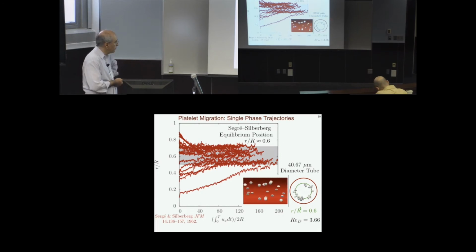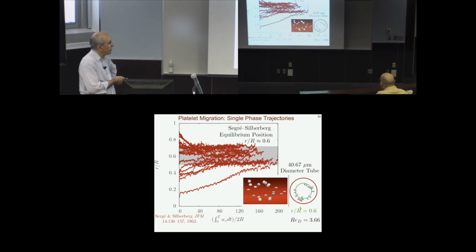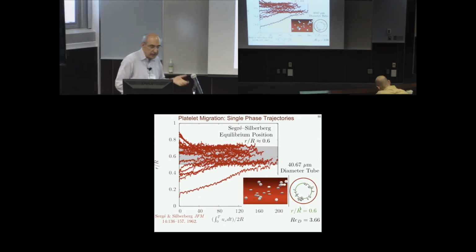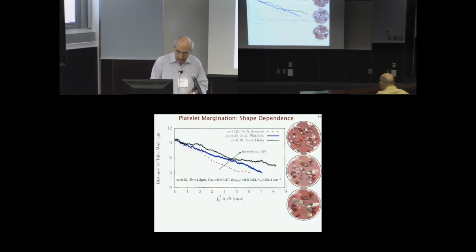Well, it's been known since the early 60s that in a situation like this, there is a band called the Segre-Silberberg band where particles marginate to that band, which in this case is R over R equal to 0.6. And this is partially verification that our code can handle this margination of particles.